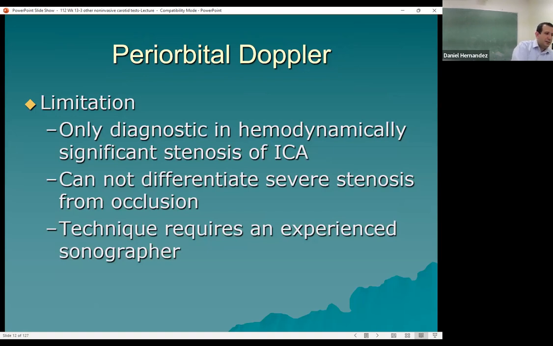So limitations for this, we can only diagnose hemodynamically significant ICA stenosis. We can't tell the difference between a severe stenosis and an occlusion of the ICA. This technique requires an experienced sonographer.